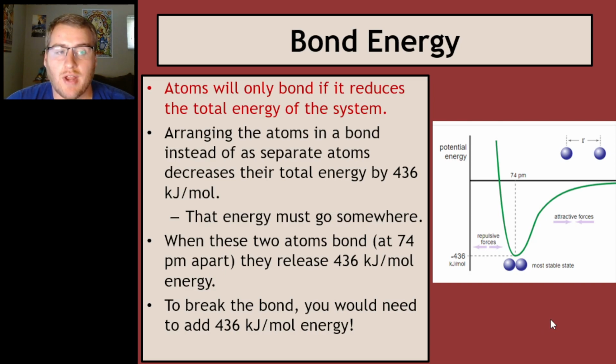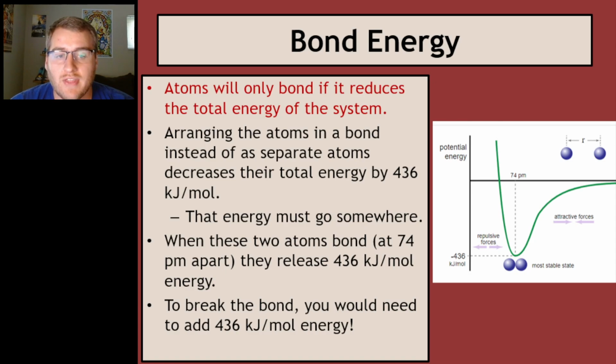Okay, so this is kind of describing this a little bit more in words for you. Atoms will only bond if it reduces the total energy of the system. That is the reason that they are bonding, just because it's energetically favorable. Arranging the atoms in a bond instead of as separate atoms decreases their total energy in this example by 436 kilojoules per mole. Okay? If I added up the energy of these two individual atoms, it would be 436 kilojoules per mole more than if I bonded them together. But when I bond them, that energy has to go somewhere. Energy cannot be created or destroyed. It can only change forms or move somewhere else.